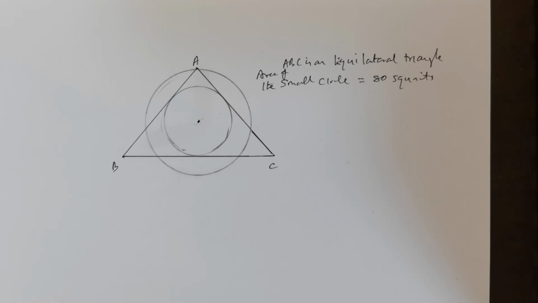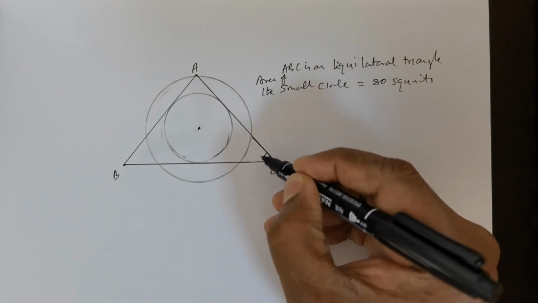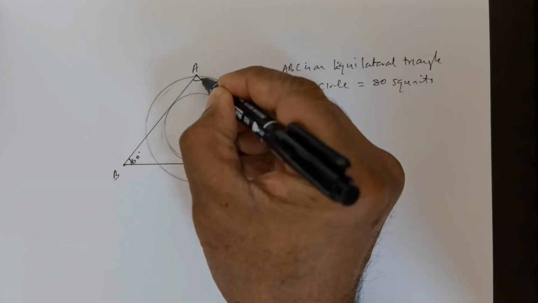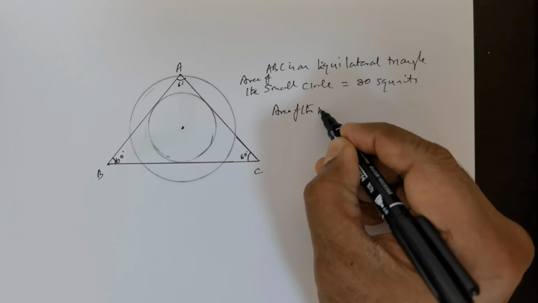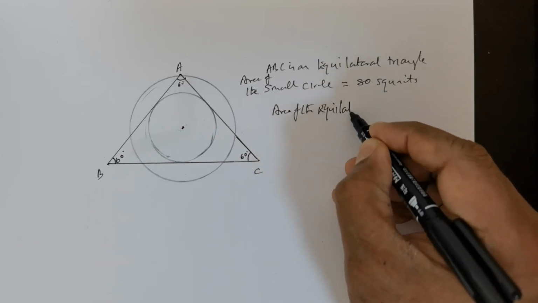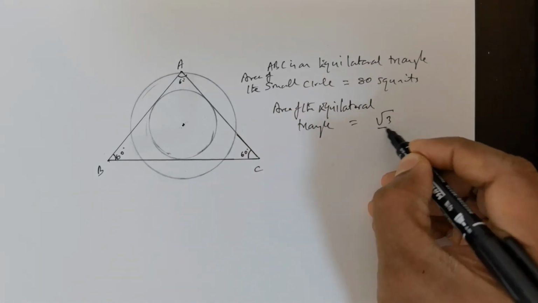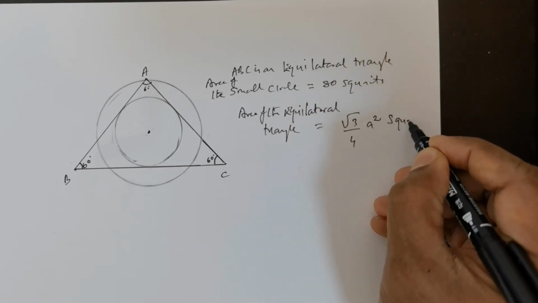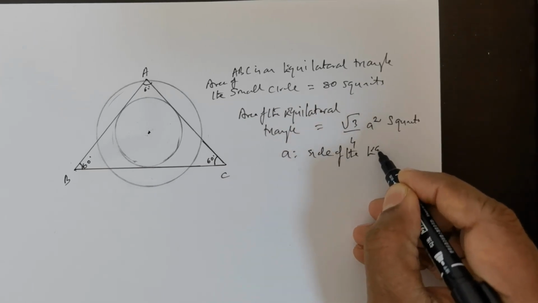Okay, I hope you all have got the required solution. So foremost, I would like to utilize this point that ABCD is an equilateral triangle. So that would mean this is 60 degrees, this is 60 degrees, and this is 60 degrees. And then the area of the equilateral triangle is given as root 3 over 4 times a squared square units, where a is the side of the equilateral triangle.